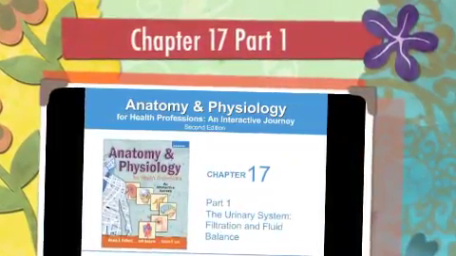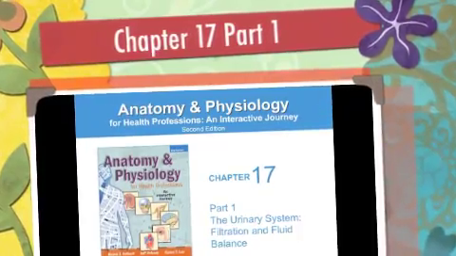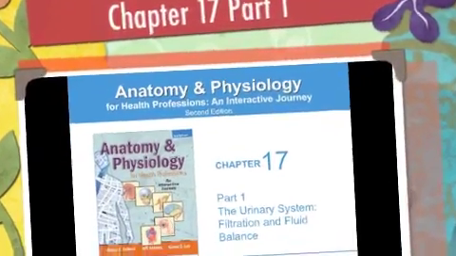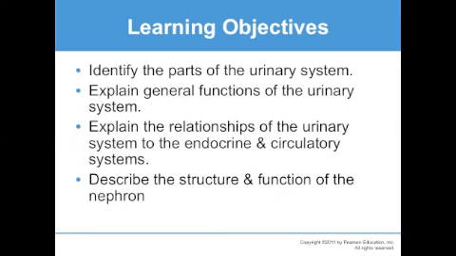Welcome to my lecture on Chapter 17, Part 1, where we're going to start learning about the urinary system. The learning objectives for this unit are, by the time you're done reading the chapter, listening to the lecture, and using all of the available resources, you will be expected to identify the parts of the urinary system, explain the general functions of the urinary system, explain the relationships of the urinary system to the endocrine and the circulatory system, and describe the function and structure of the nephron.